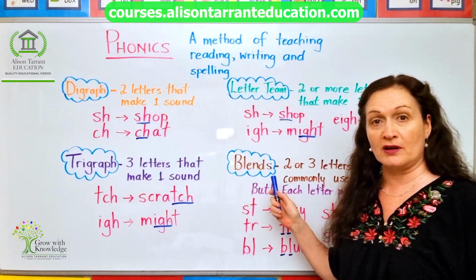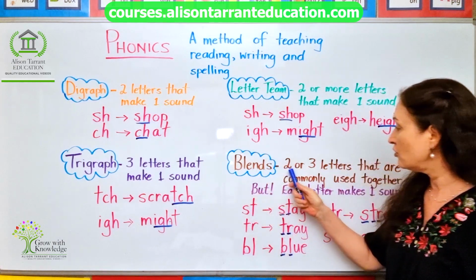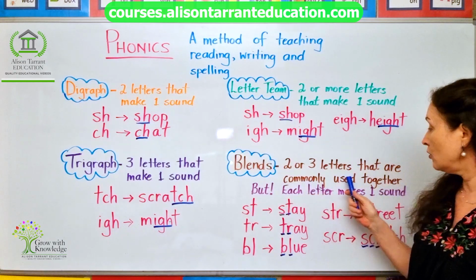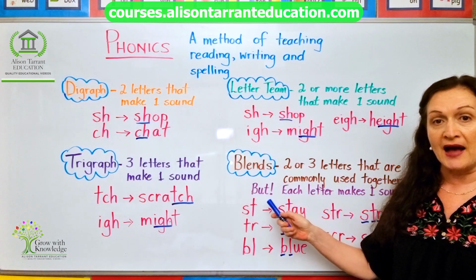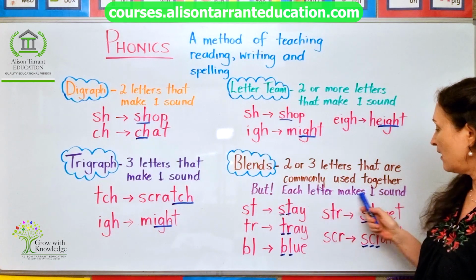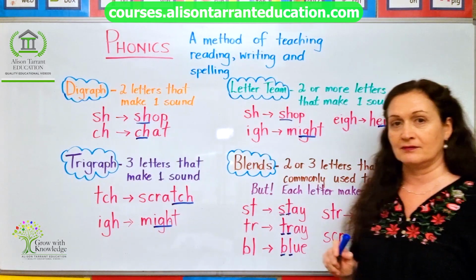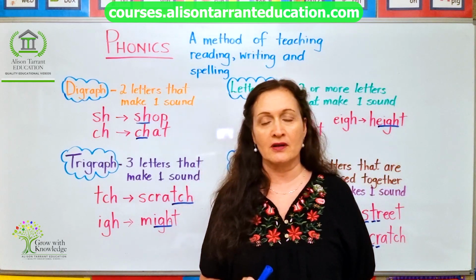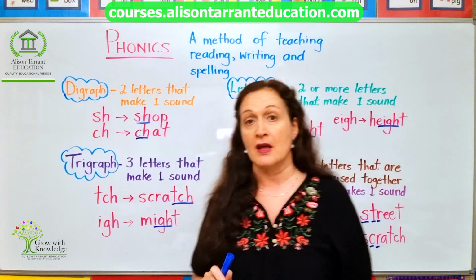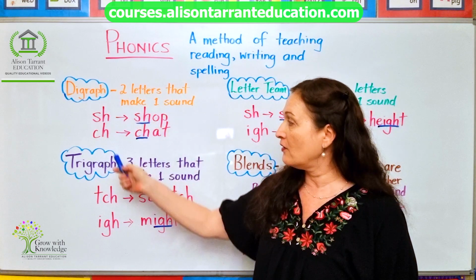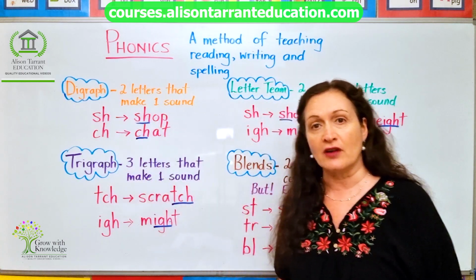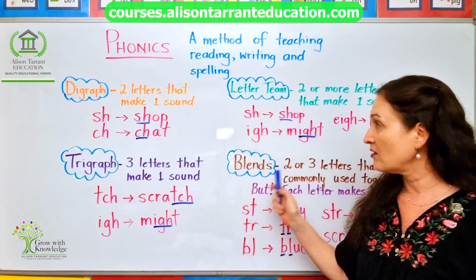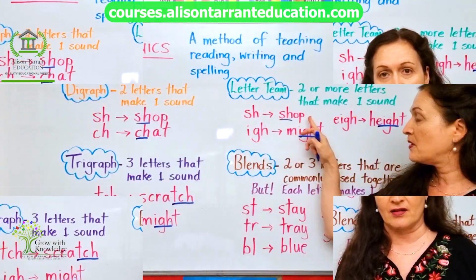And now we have this last word, which is called blends. And I just want to quickly go over the meaning. Two or three letters that are commonly used together, but each letter makes one sound. Now, a lot of parents, especially children, can get really confused with this and mistaken them for digraph and trigraph because they don't know that digraph, trigraph and blends are 3 different things.